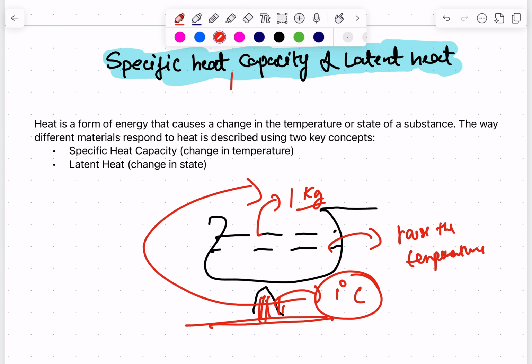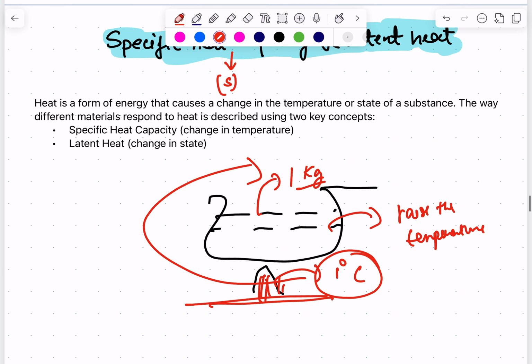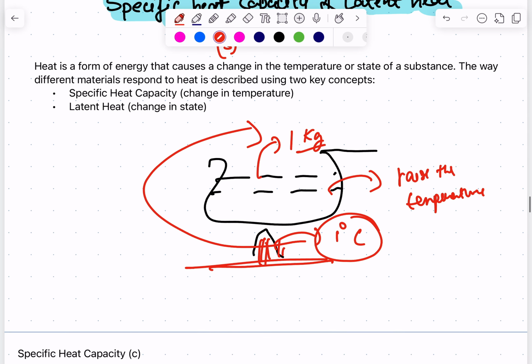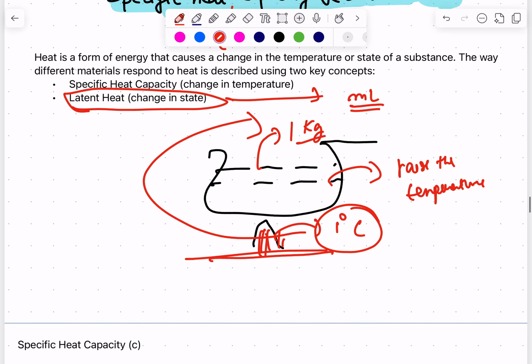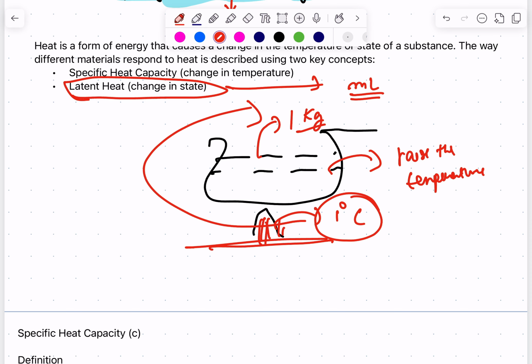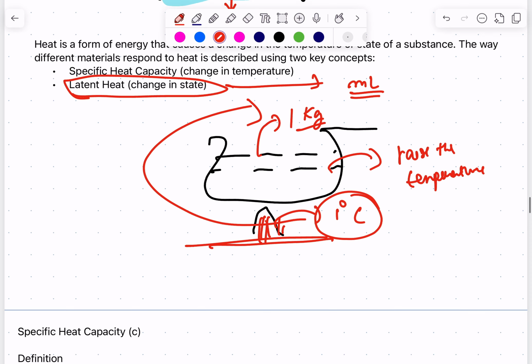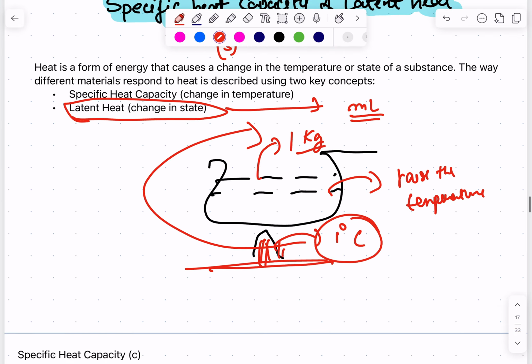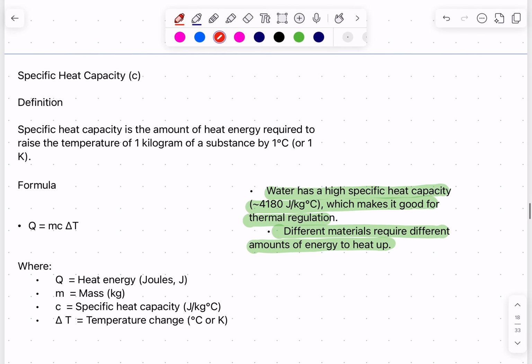And we denote specific heat capacity with the smallest letter c. Moving forward, we will also be discussing latent heat, which is represented by L. I will be telling you what it is. Usually we have latent heat of fusion, latent heat of vaporization, and the freezing one, I think, yeah. So let's start with the first important topic, that is specific heat capacity.